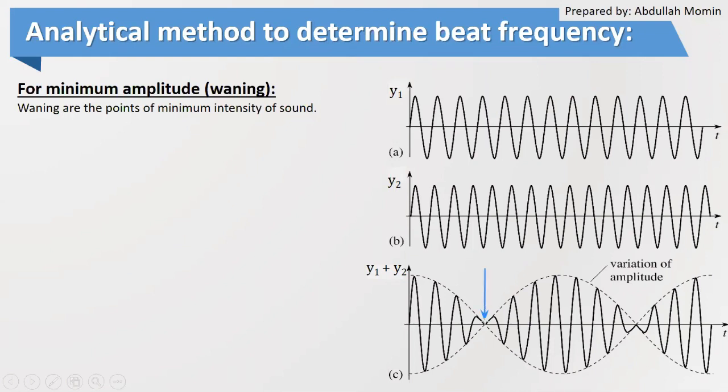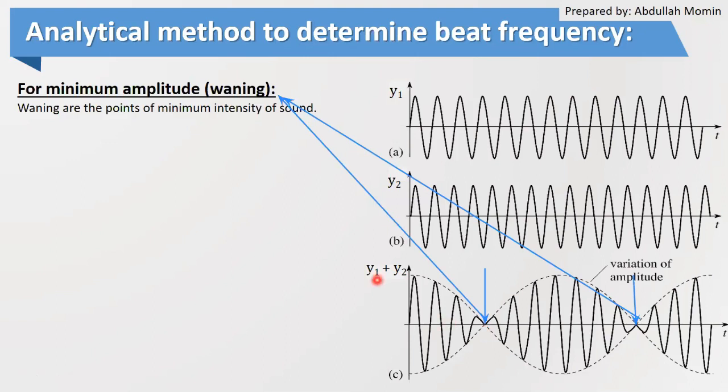At this point, this is the resultant wave. At this point, the resultant wave is having a minimum amplitude. So we will say that this point is waning. So at waning, we are getting minimum amplitude. That means here you can clearly see that the amplitude is 0.